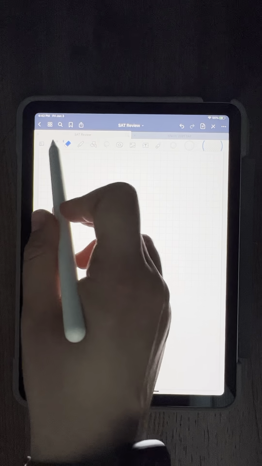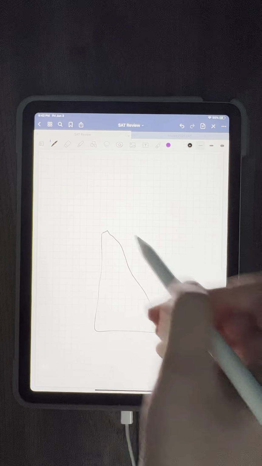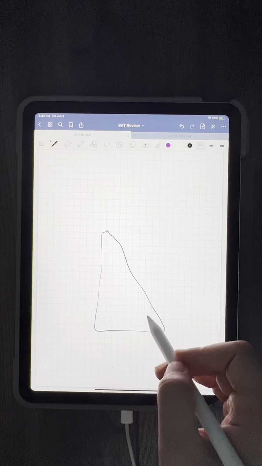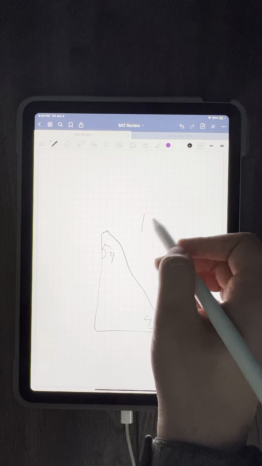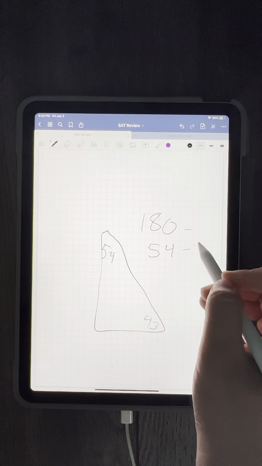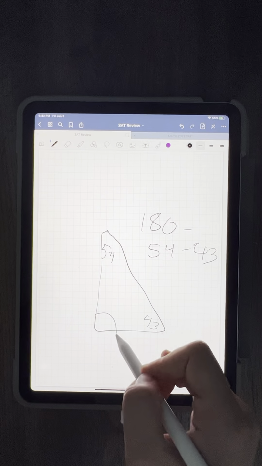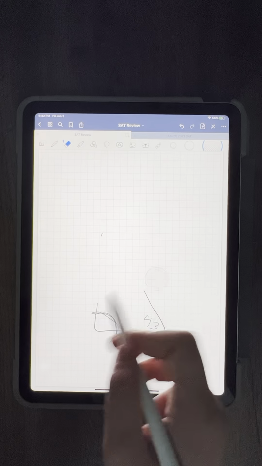If they give you a triangle and they give you one of the angle measures of the triangle or two of the angle measures of the triangle, you automatically know what the third one is. So if they give you like 43 and like 54, it's literally just 180 minus 54 minus 43. And that's your third angle right here. But yeah.